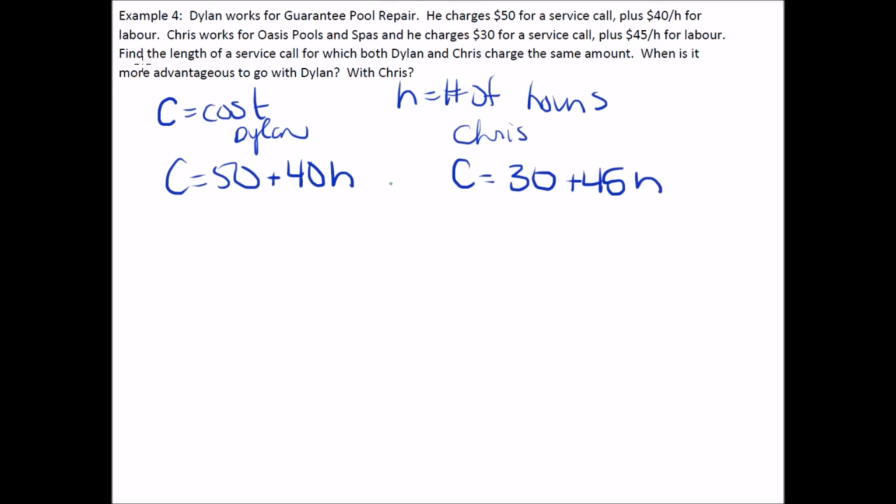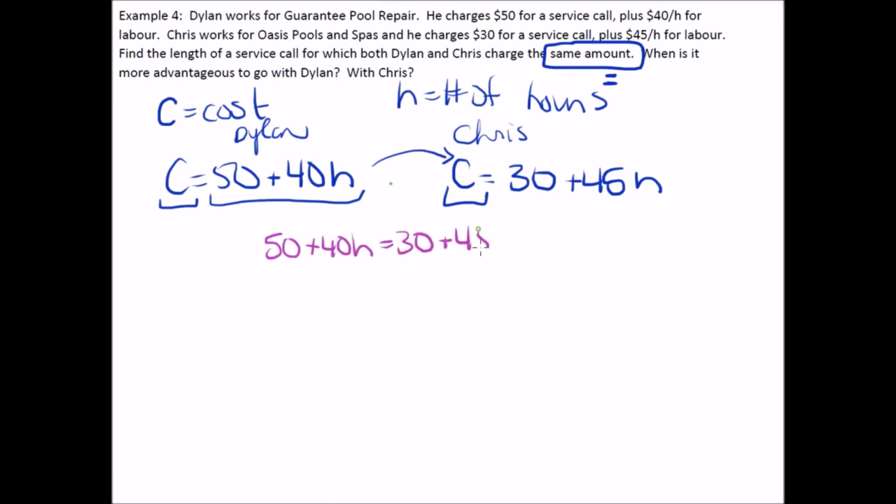The question says, find the length of a service call for which both Dylan and Chris charge the same amount. So when we look at this question, the same amount, we want to know when they're equal. And then what we're going to do after is figure out when it is more advantageous to go with Dylan or with Chris. So let's do the same amount first. We have two equations. The C for this equation and the C for this equation are already isolated. So let's sub in 50 plus 40H right into this C. We can just set these two equal to each other. So 50 plus 40H equals 30 plus 45H.